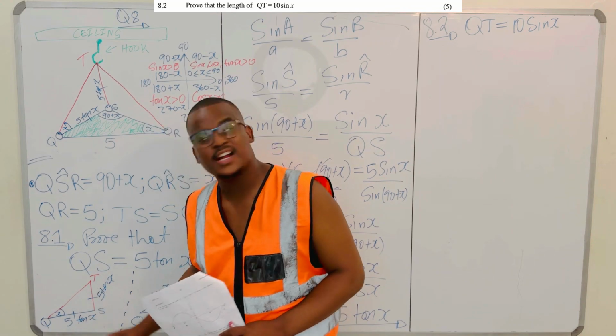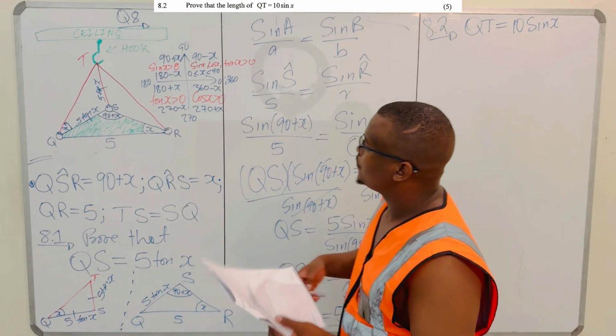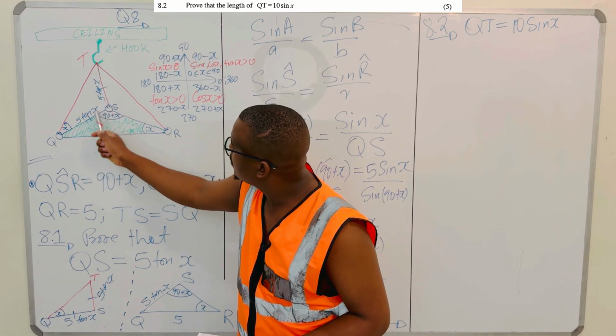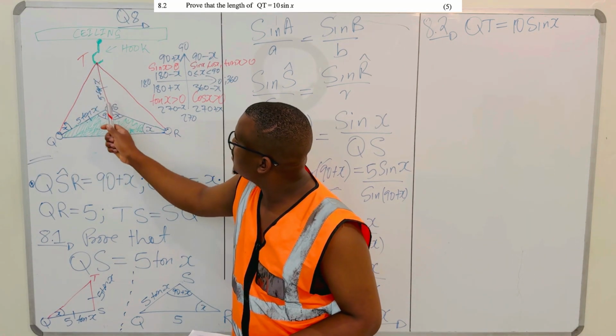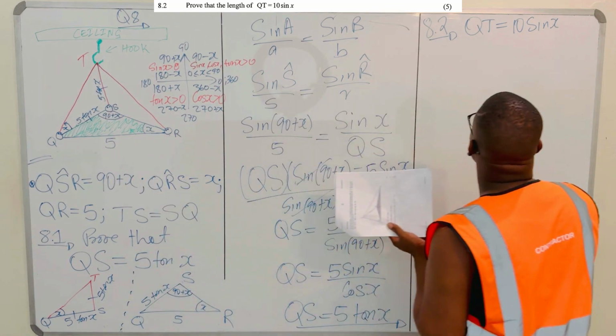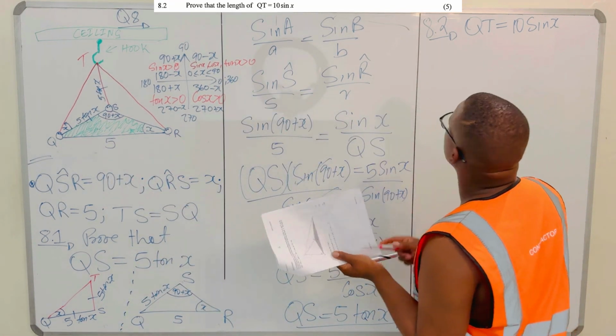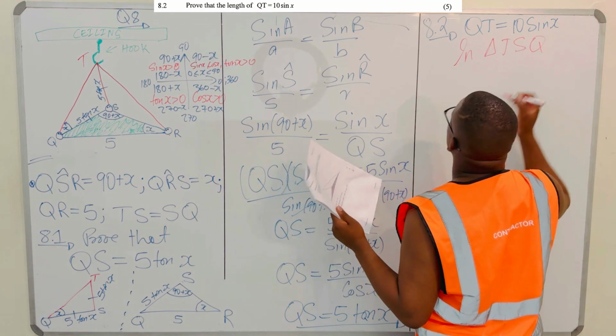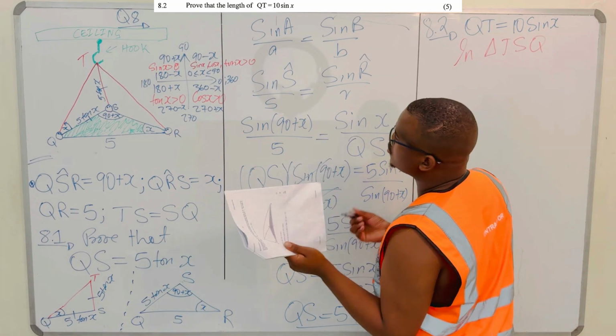So I'll redraw this triangle on this side. QT is only on this triangle, on this triangle over here, on this triangle, TSQ. So what I'll say in triangle TSQ, and then draw the triangle. TSQ looks like this.